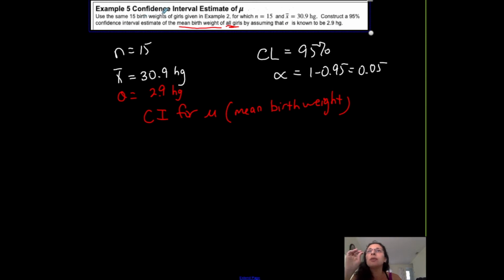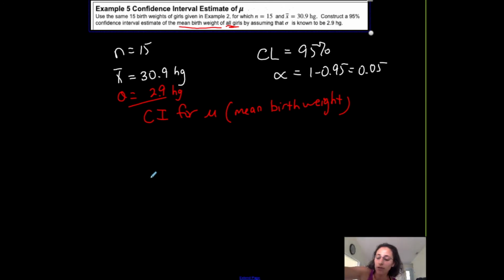Use the same 15 birth weights of girls, sample size is 15, such that their sample mean is 30.9. Construct a 95% confidence interval, that gives me alpha, of the mean birth weight. I want a confidence interval for a population mean, in this case where it represents a mean birth weight, by assuming that sigma is known to be 2.9. Sigma is known, right? Sorry, one second, I'm plugging my thing in.